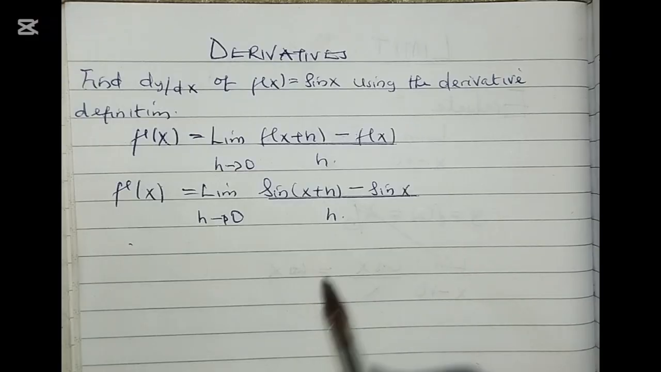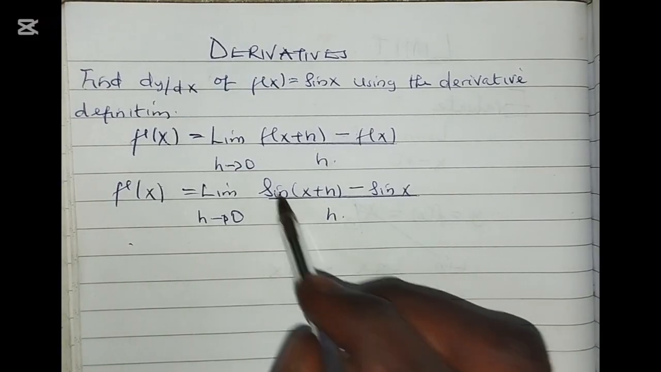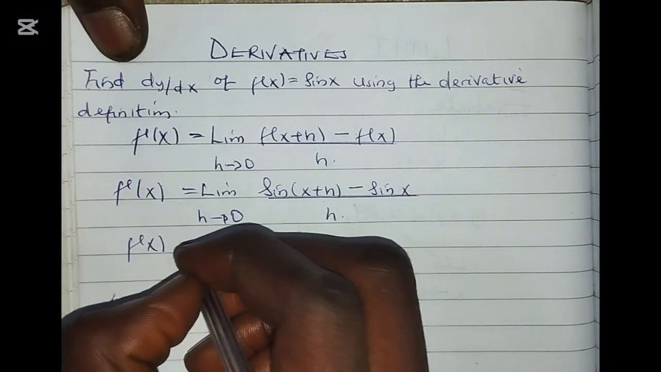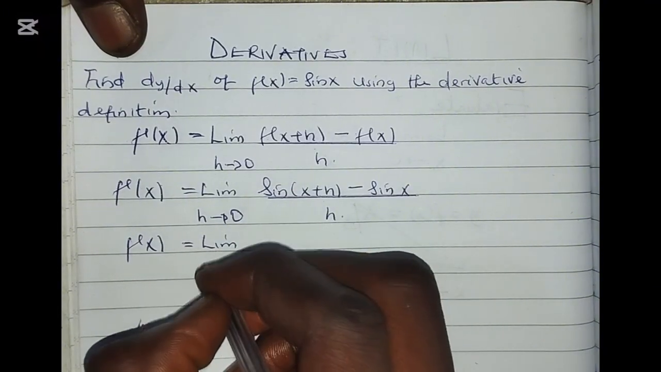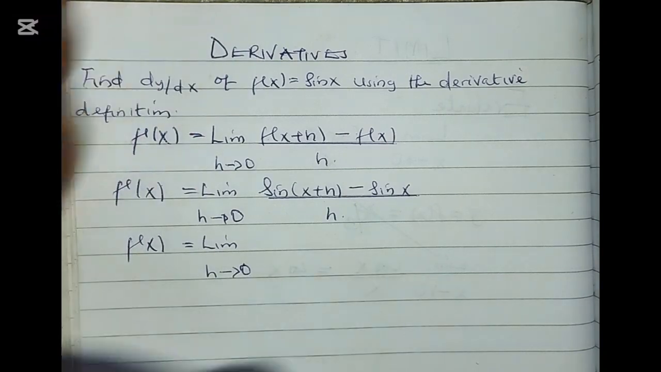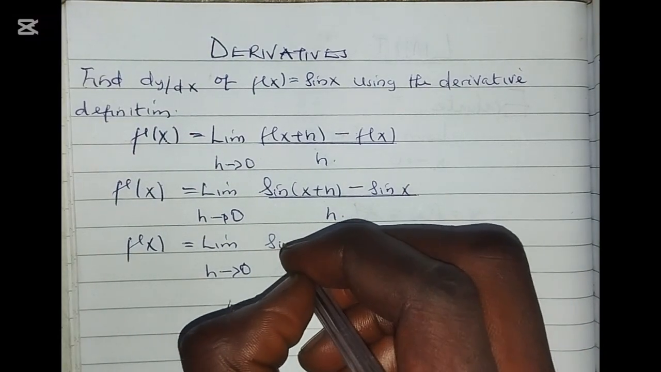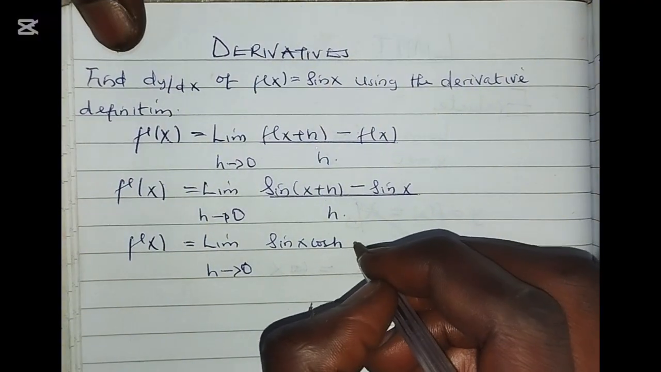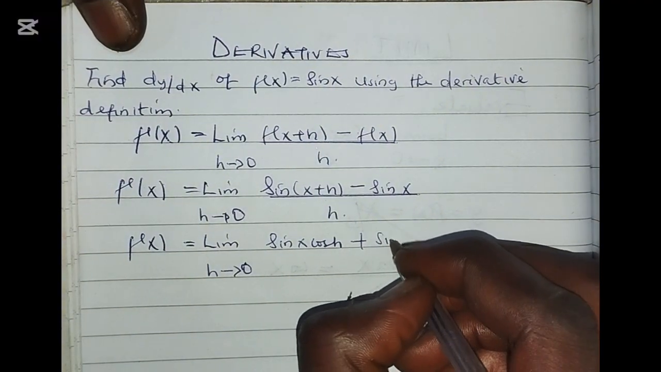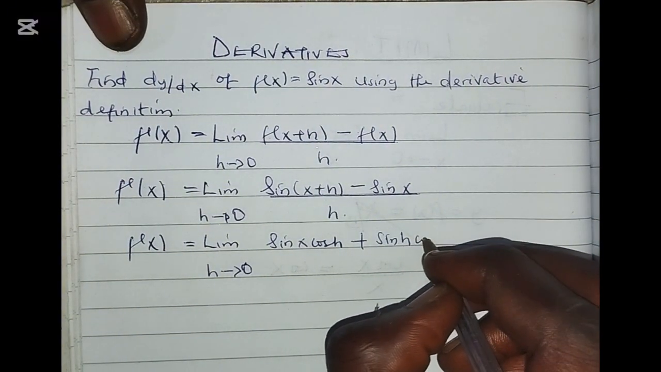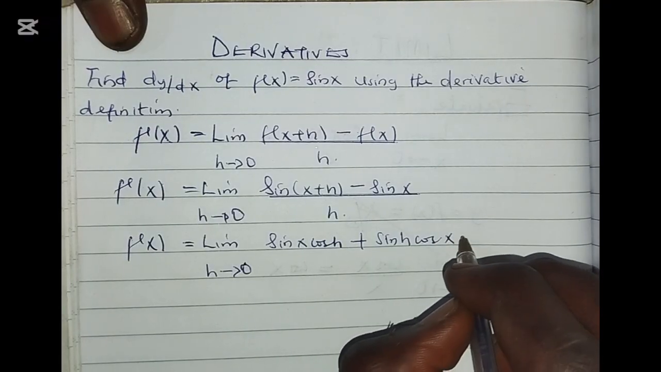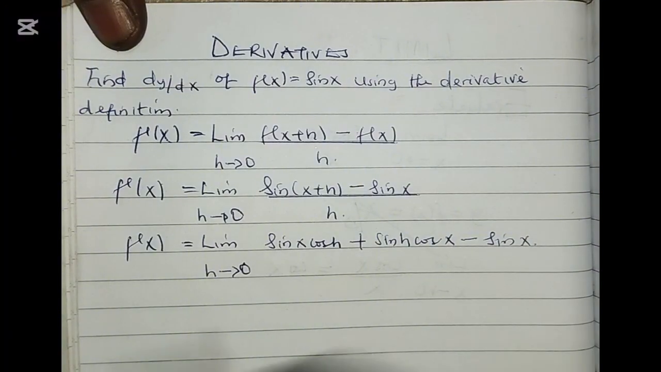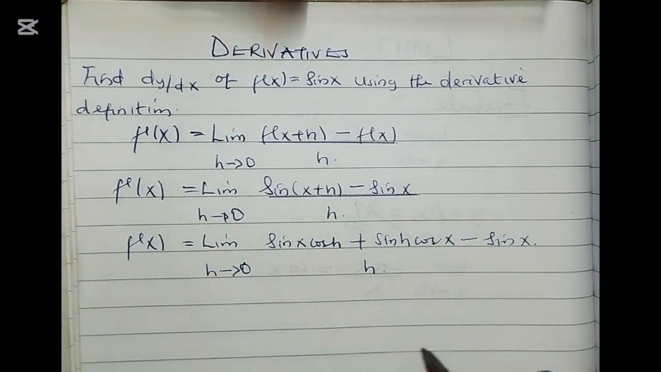Now, by our compound angle formula, we can expand this, and it will give us f prime of x is equal to the limit as h approaches 0 of sine x cos h plus sine h cos x, all minus sine x, then divide by h. Don't forget that.